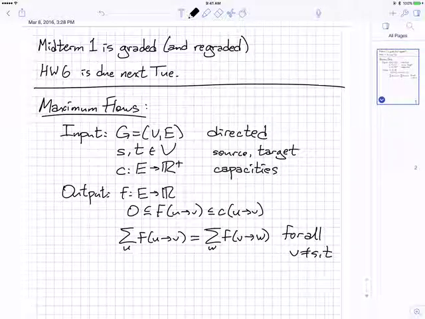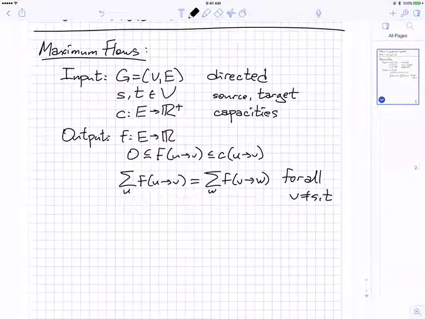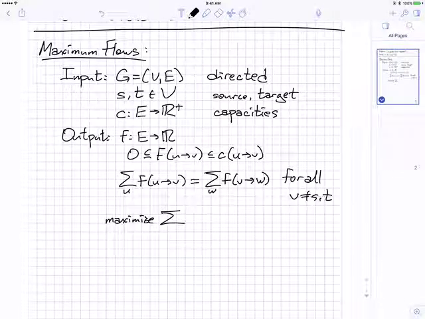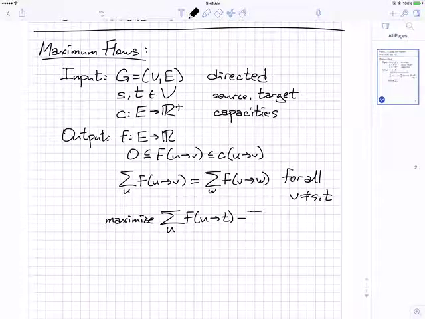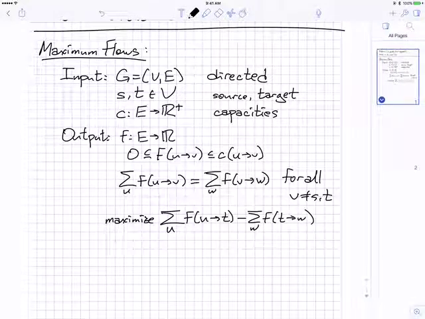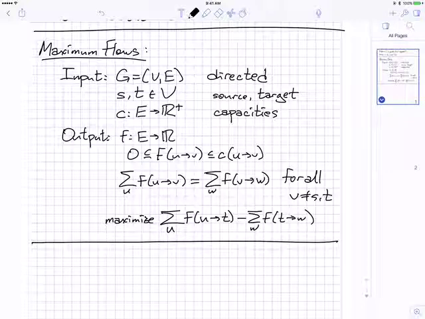Thank you. Okay, and then these just specify what it means to be a flow. And then I want to maximize the value of the flow, which I can think of as the total flow into the target minus the total flow out of the target. So I'm going to inject water into the system at S. I'm going to eject water out of the system at T. Everywhere else, there are no leaks in the pipes.